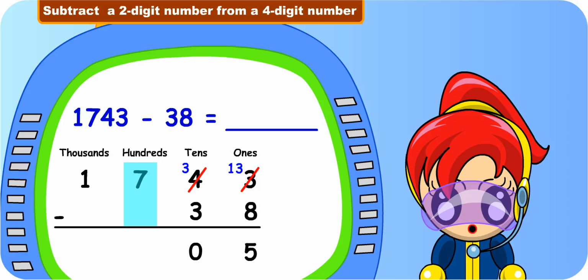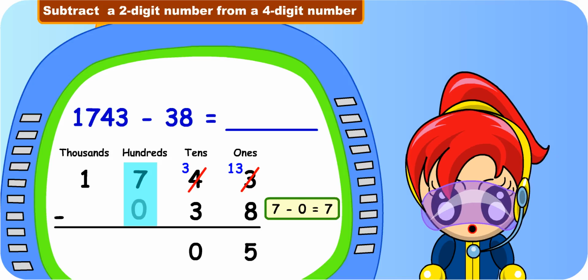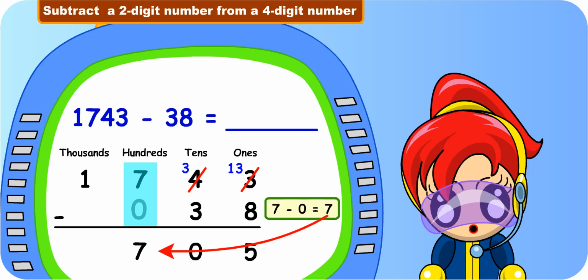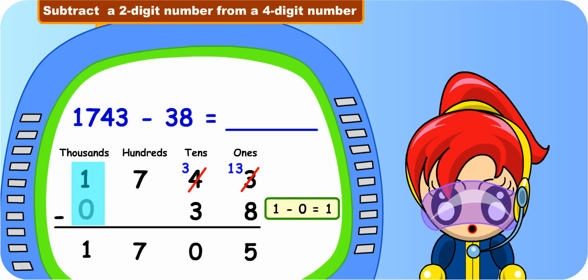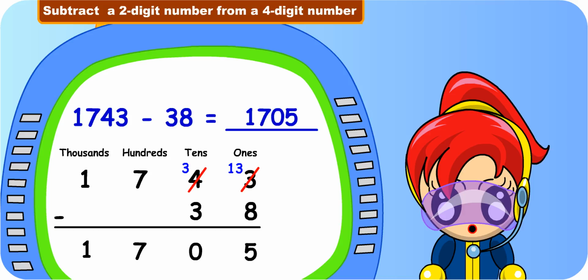In this case, when there is no digit, it means that there is no value, or 0. So I'll take it as 700 minus nothing? Yes. In that case, 700 take away 0 is 700. 1000 take away 0 is 1000. Therefore, the difference between 1,743 and 38 is 1,705. Good work, Turbo Girl.